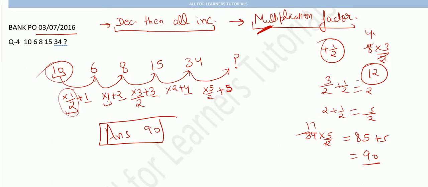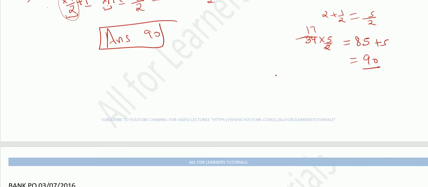You got it? If you don't follow this trick which I have told you, you will be just stuck on this question. But by using the trick which I have told you, you have easily solved this type of question also, in which decreasing and then all increasing. Always remember, in this type of series, maximum time multiplication factor is the answer. Okay, if even applying the multiplication factor you are not getting your answer, then just follow all the rest of these steps, right? Now let's move to the next question.